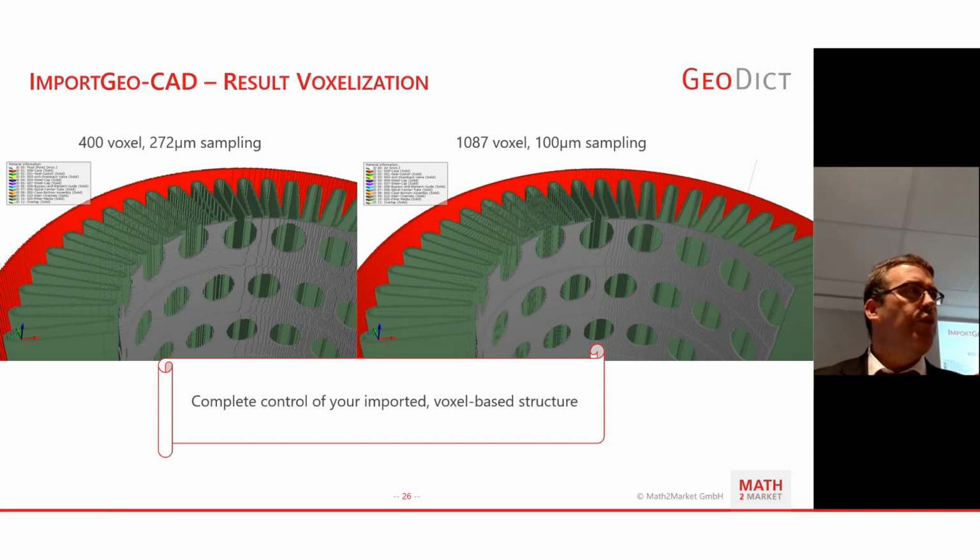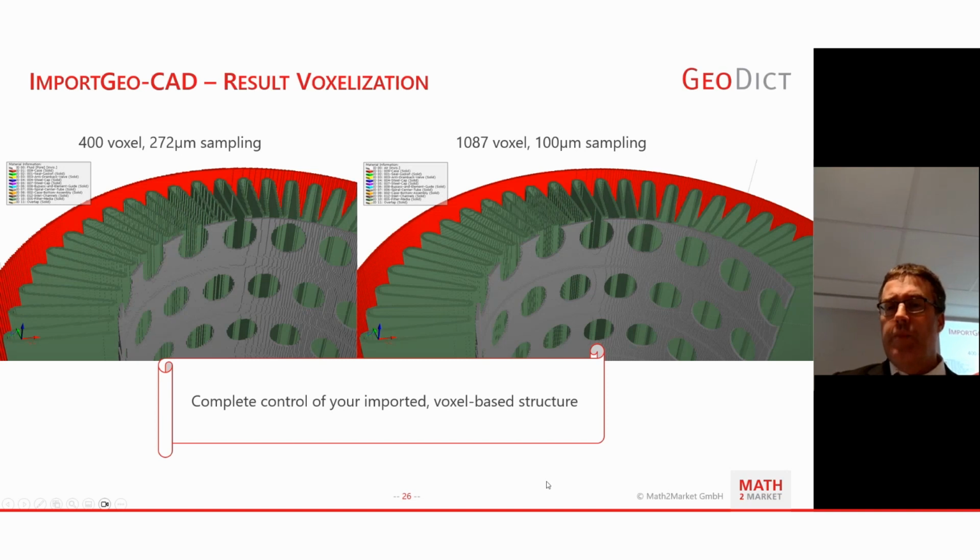We will later on do the 400 voxel images because we want to have faster results. At this point, of course, you have the compromise between better sampling or a faster result. So in this case here, 100 micrometers could be fine. We can see that later on.